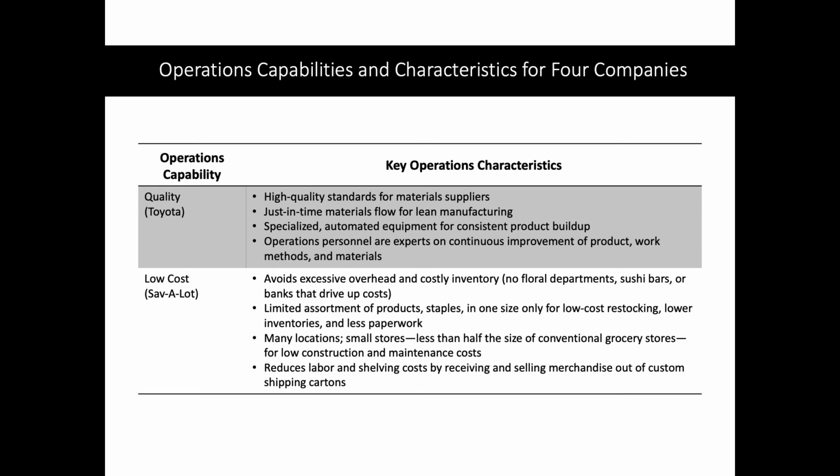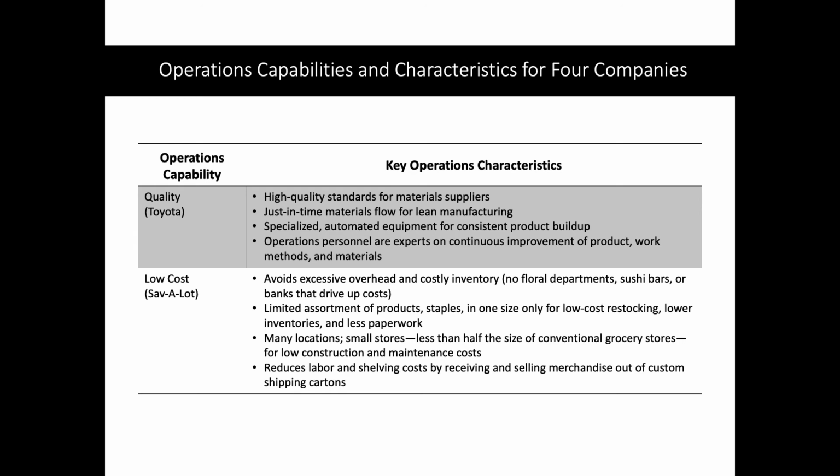Another way that they run operations to support their quality strategy is specialized automated equipment for consistent product buildup. In other words, they use robots to make sure they can deliver consistent high quality in every automobile. And finally, operations personnel are experts on continuous improvement of product, work methods, and materials. In other words, they are trained in how to continually seek improvement of quality. That's at least four of the ways that, because they have chosen the quality strategy, that drives operations decisions.